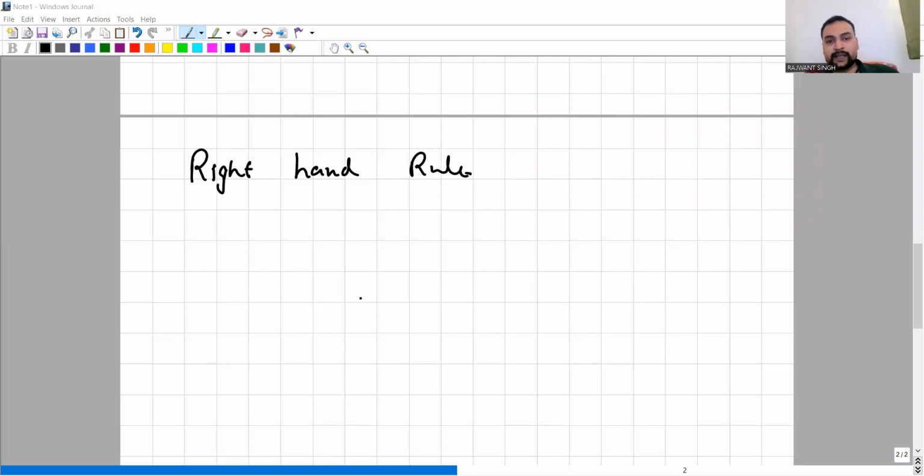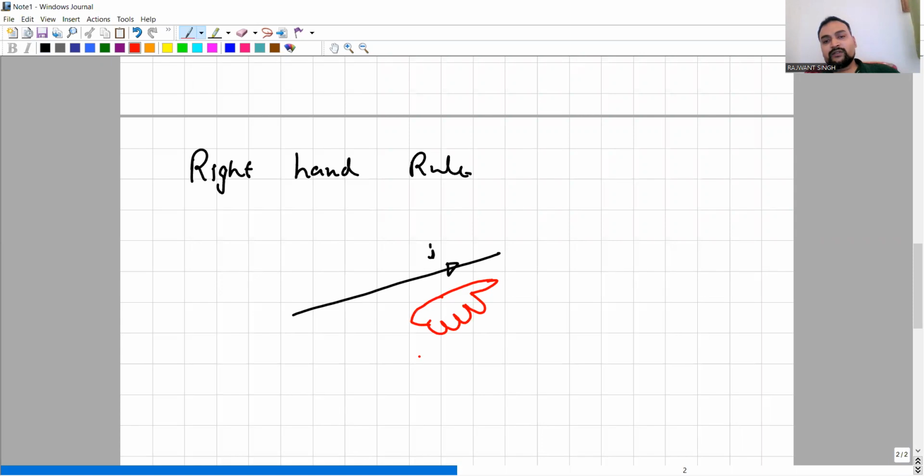Now, if you get such a situation, what would be the direction of the magnetic field? You see that this is the current, let's say this is the current I. If you put your right hand in this direction, that means your thumb in the direction of the current, as I just told you, then your four fingers will be like this.